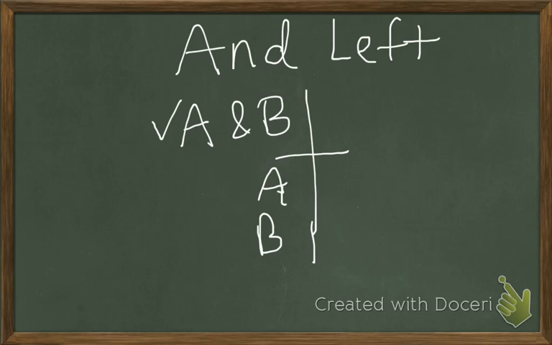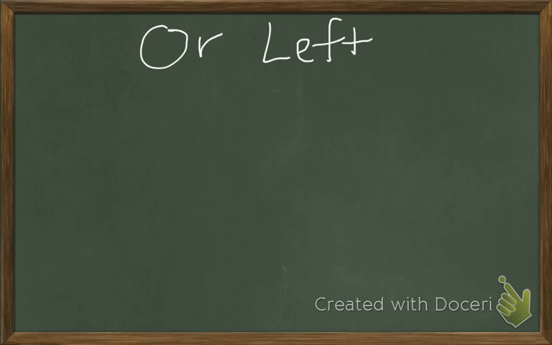Okay, so the rest of the left-hand rules will require branching because all of these connectors have more than one way that they can be true. So we need to branch in order to explore both of the possible ways that they can be true. So we'll first look at or left. So if the formula A or B is true, well, let's recall our truth table for or.